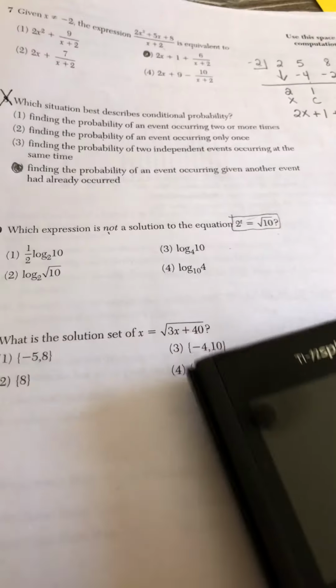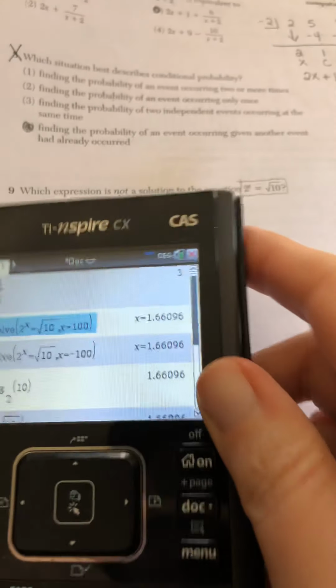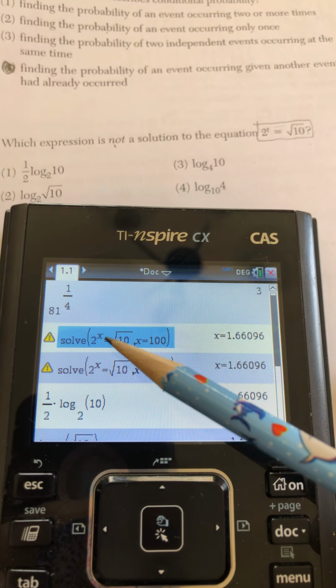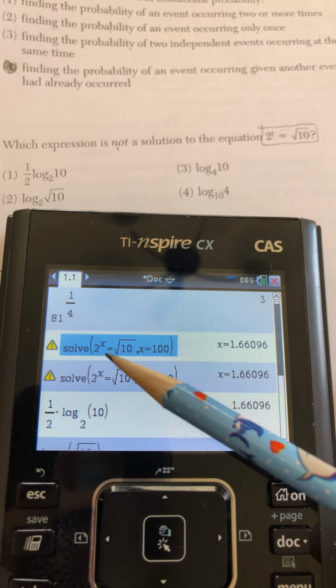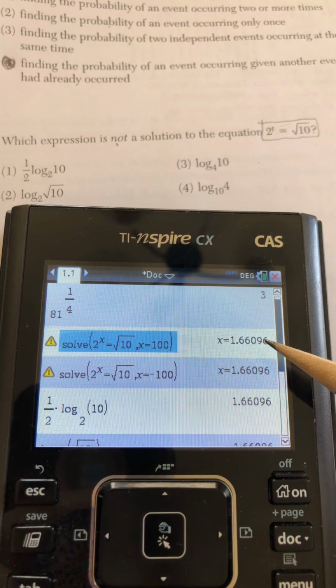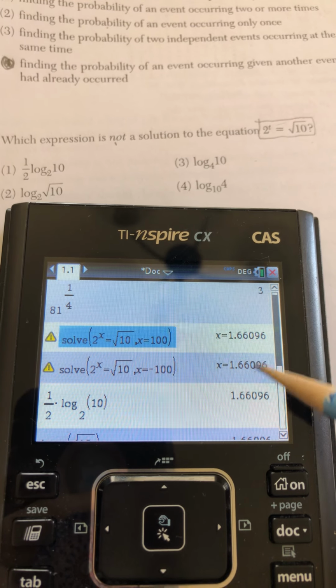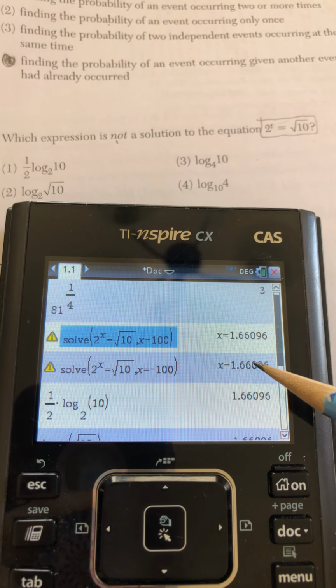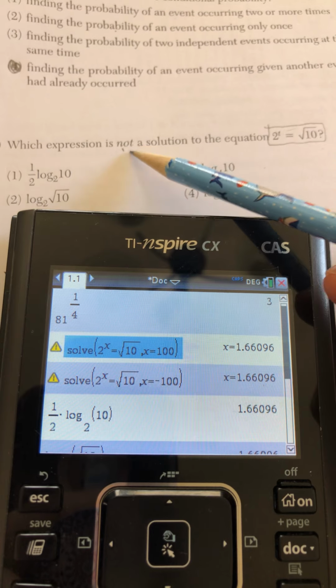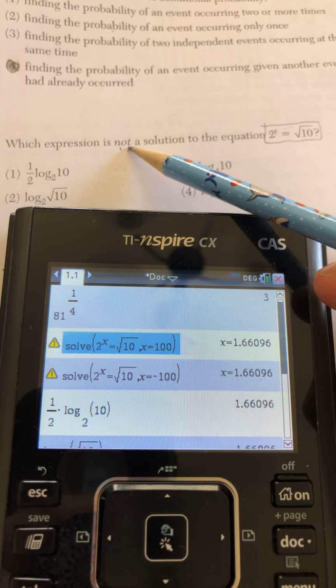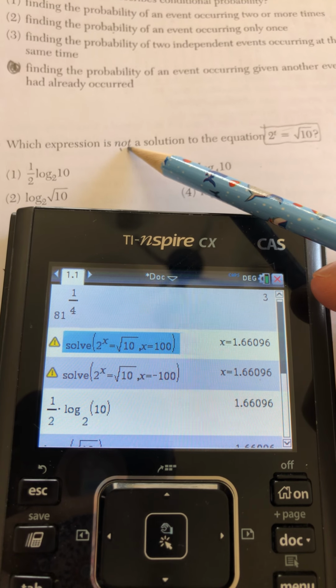Now, I already have that done on my calculator. Okay, so I did nsolve. I changed it to x, all right? So I did x is 100 and x is -100, and notice I got the same answer. So there is only one solution there. So then it says which one is not, that 3 little italicized word, not a solution.